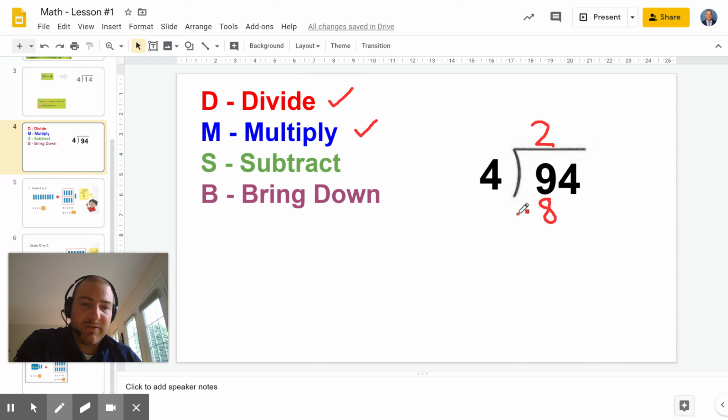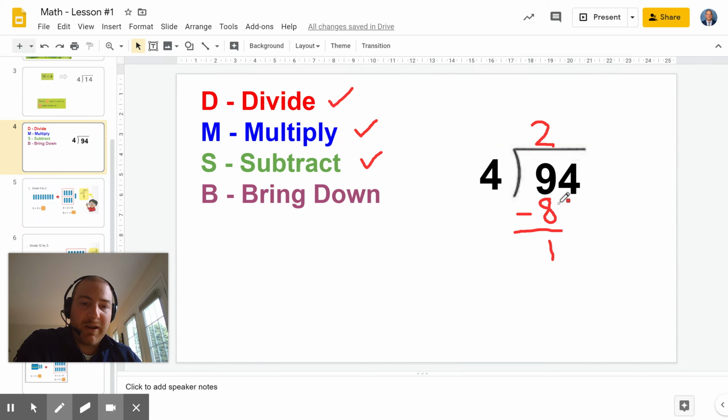Then I'm going to subtract. I'm going to subtract to find out what's left over. If I have 2 groups of 4, which gives me 8, I'm not quite at 9. There's 1 left over. There's 1 piece that didn't quite fit in. That's great. I'm going to subtract. So that is like a little remainder of 1.